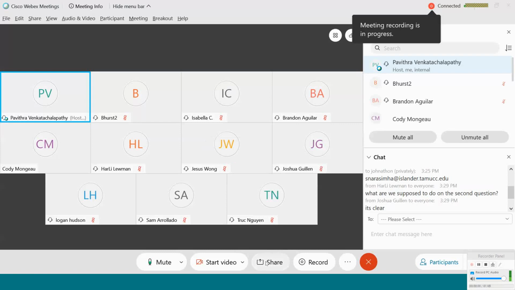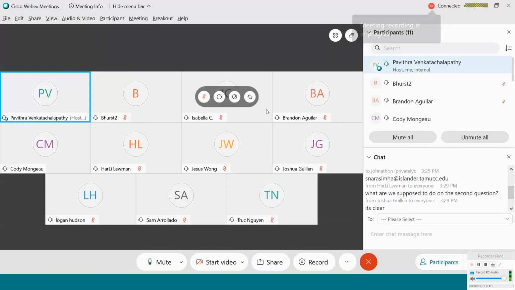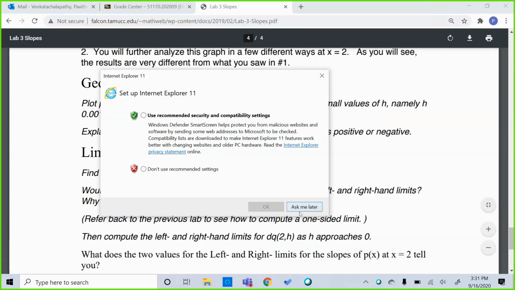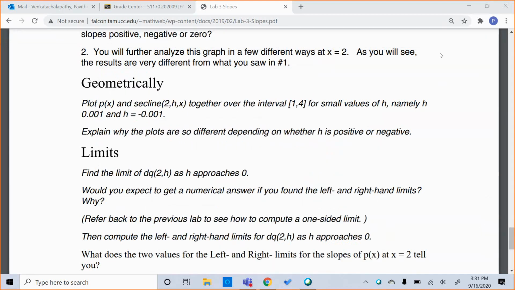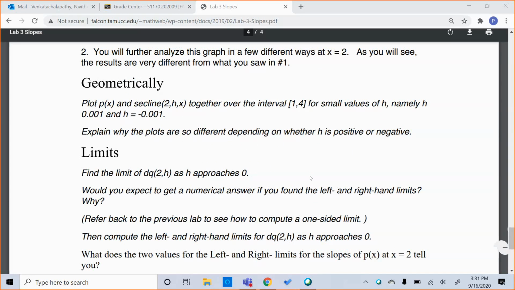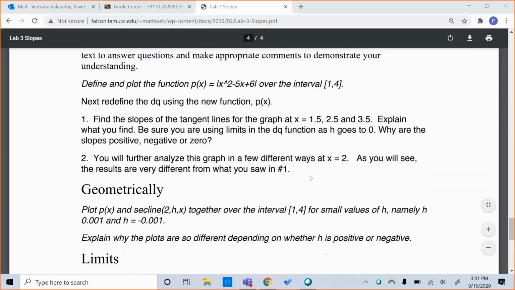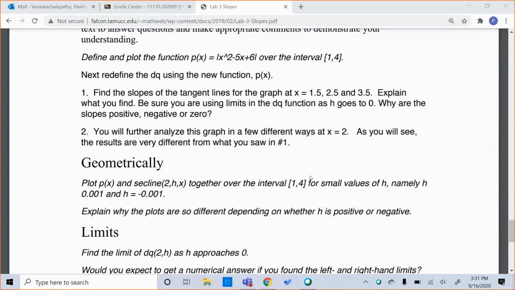Okay. So let me share. So one of you has a doubt about that screen. Okay. So the second question. Okay.